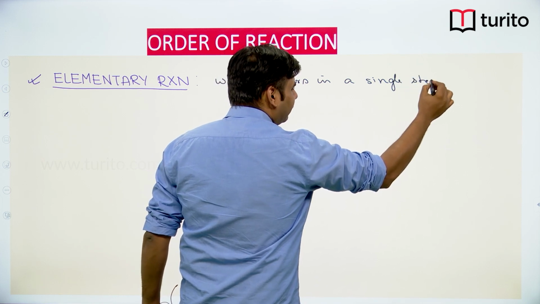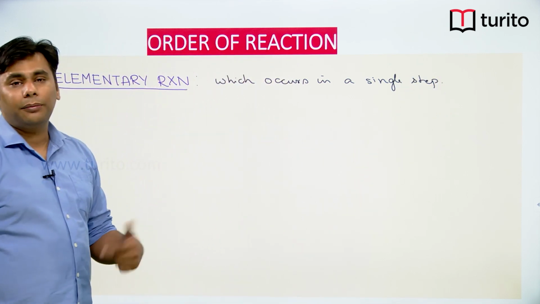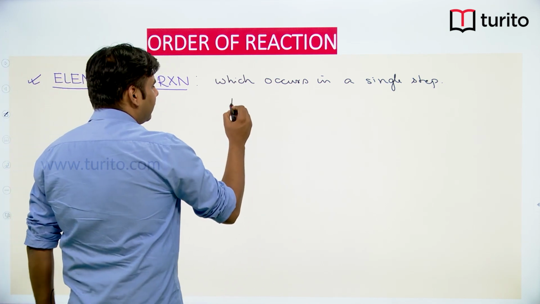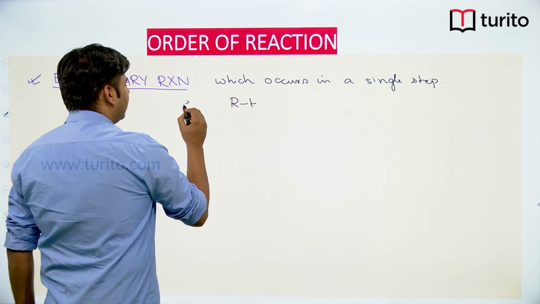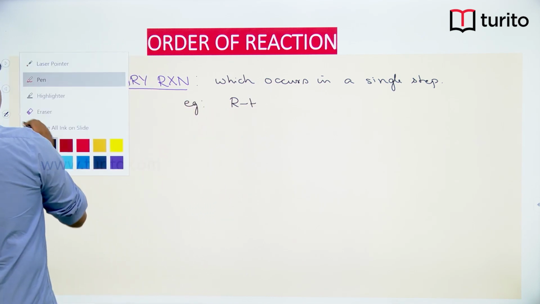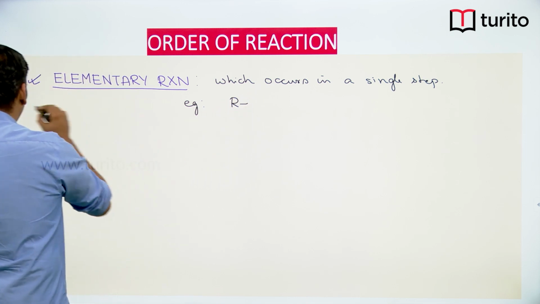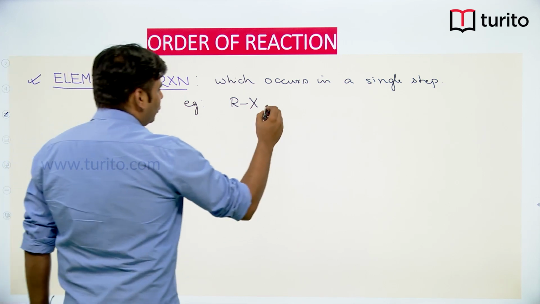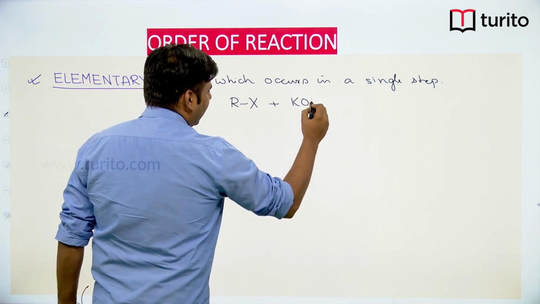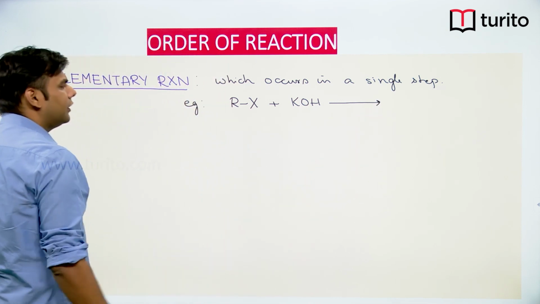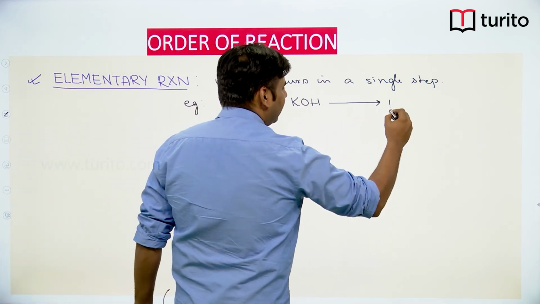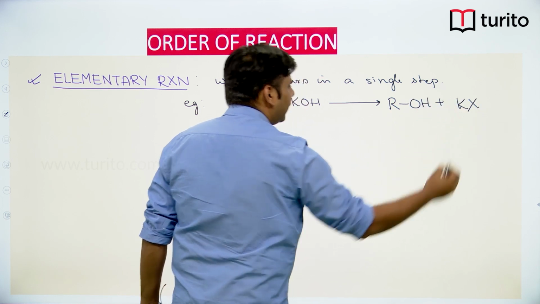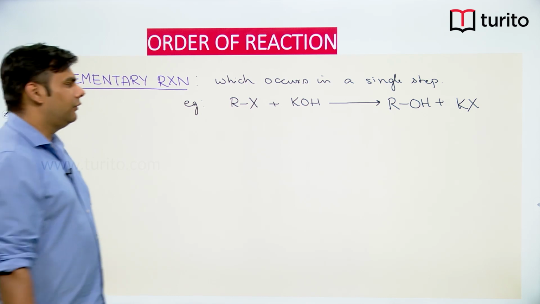A common example, if you have covered it in organic chemistry, is the SN2 mechanism. It is a single step mechanism, where say we have an alkyl halide. If someone has not covered it, don't worry, we'll cover it when we do organic. You take an alkyl halide and add a nucleophile, say KOH. The OH negative attacks the carbon, X goes out, and we form alcohol and KX. This is an example of the SN2 mechanism.